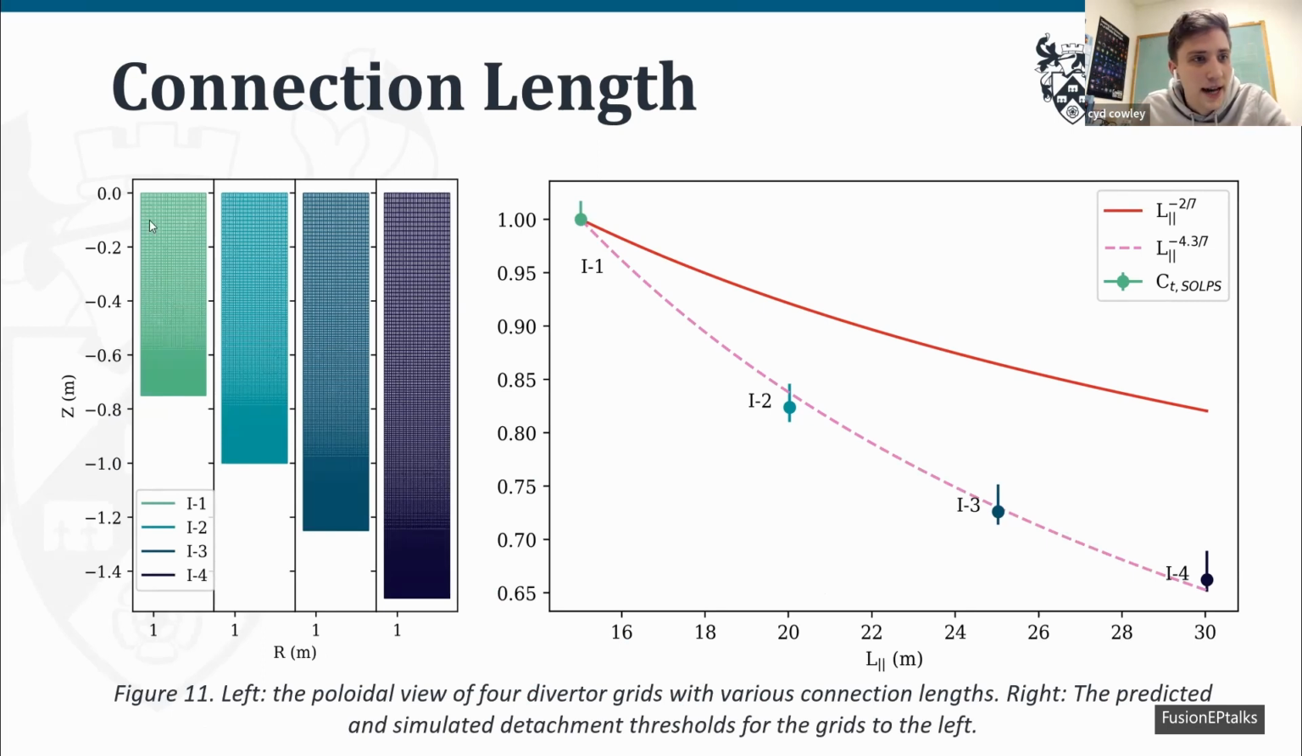And the DLS model said that on the y-axis here is how easy it is to get to detachment, so lower is better. The DLS model says that detachment access should vary with the connection length to the -2/7, as you can see here in red. We get a similar relationship when we run our simulations, but it is indeed stronger than theory suggests. So you get a bigger difference in detachment access when you change the connection length than theory suggests.